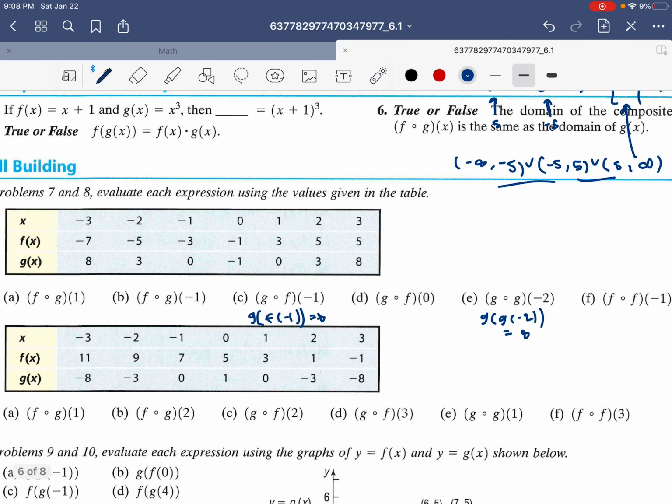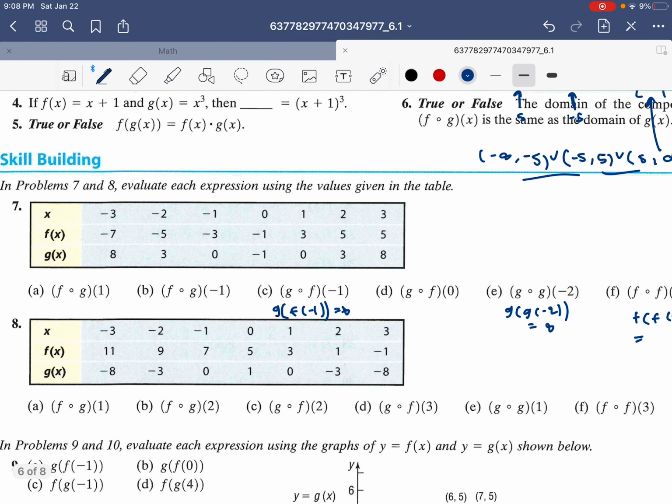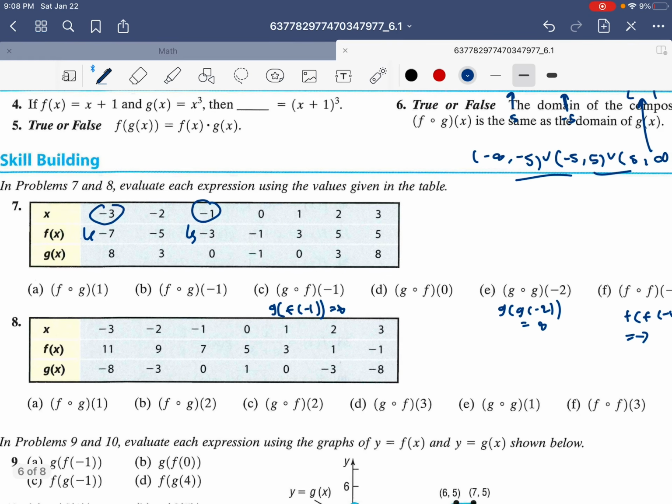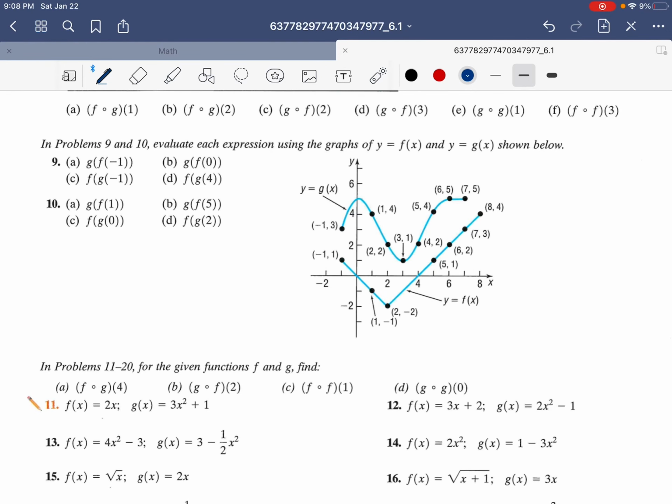Let's do f of f. So this is f of f(negative 1). You start here, go down to f, go down to f again, and you get negative 7. The second table is the same idea, so we're going to go down to this section.